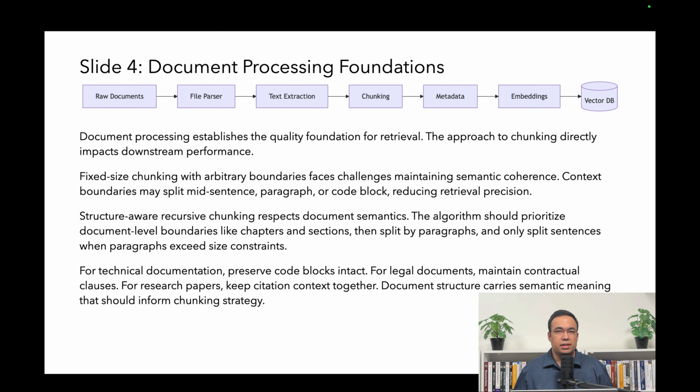So document processing establishes the quality foundation for your entire retrieval system. The approach you take to chunking directly impacts everything downstream. Fixed size chunking with arbitrary boundaries faces some real challenges in maintaining semantic coherence. When you split documents without considering their structure, chunk boundaries may split mid-sentence, mid-paragraph, or even mid-code block. This fragmentation reduces the retrieval precision because the chunks lack complete semantic context.